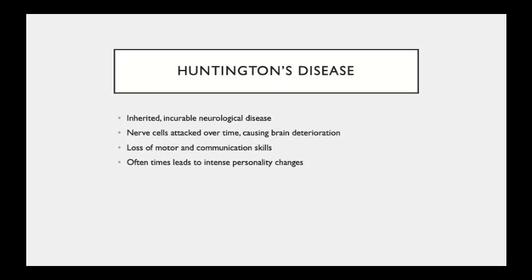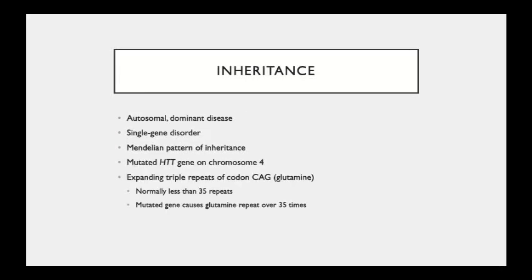So Huntington's disease is an inherited, incurable neurological disease. Over time, nerve cells are attacked, causing brain deterioration, and this leads to loss of motor and communication skills and progresses into intense personality changes and depression, but eventually leads to the person's death.